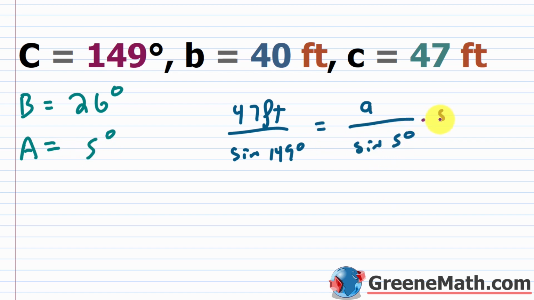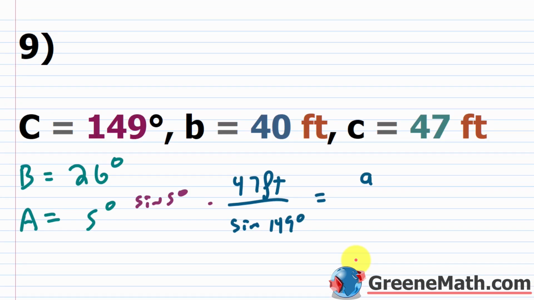Now we're just going to multiply both sides by the sine of 5 degrees. So let me do that over here, and of course, this will cancel away. Let me erase it so it's cleaner. We'll say that A is equal to the sine of 5 degrees times 47 feet over the sine of 149 degrees. If I key that into my calculator, I get about 7.9534. If I round to the nearest tenth, let's say this is about 8 feet.